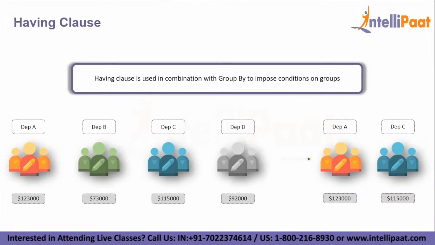So the having clause is used in conjunction with the group by statement to impose certain conditions on the groups which are to be displayed. So the having clause was added to SQL because the where keyword could not be used with aggregate functions.